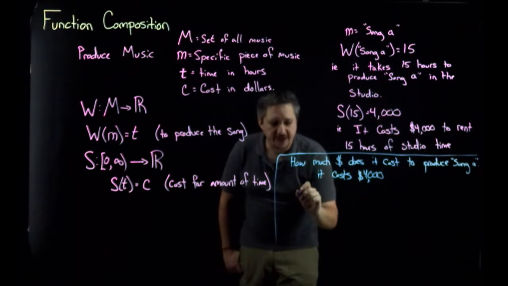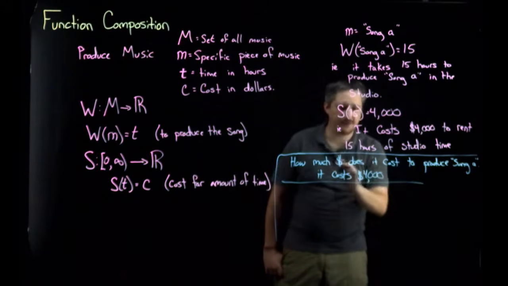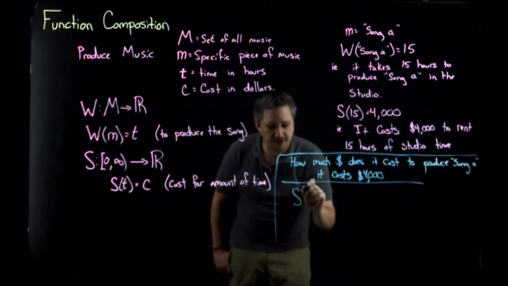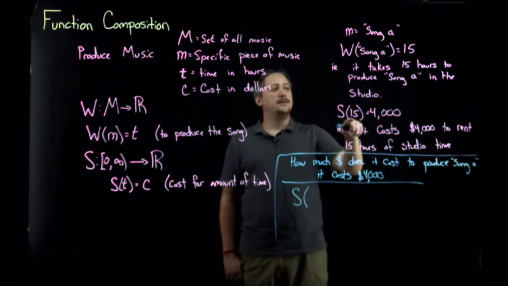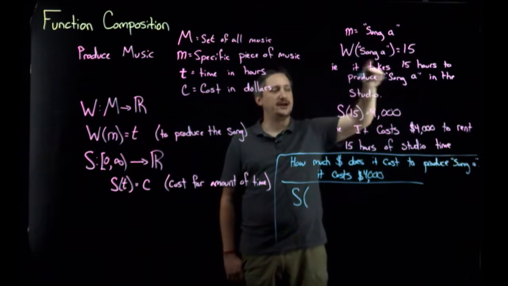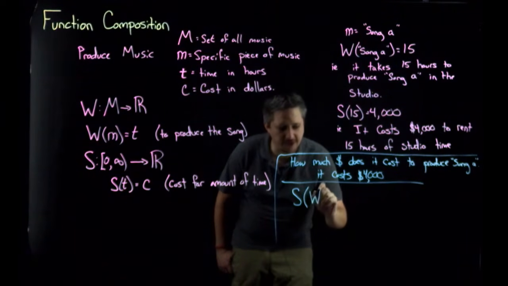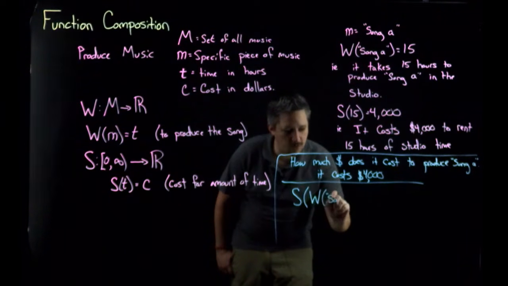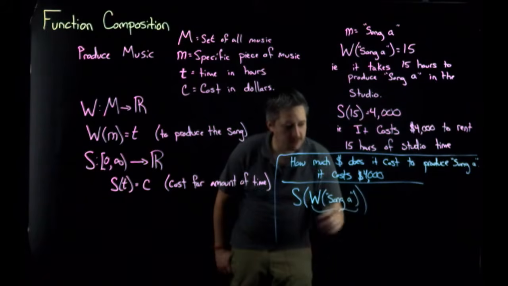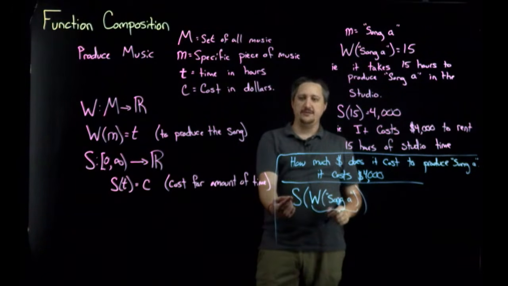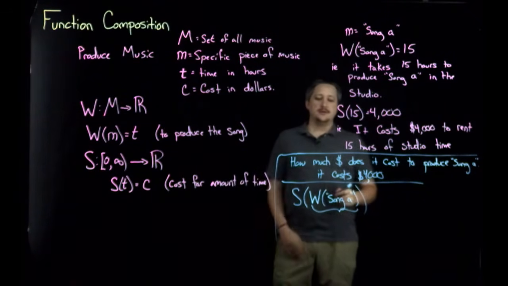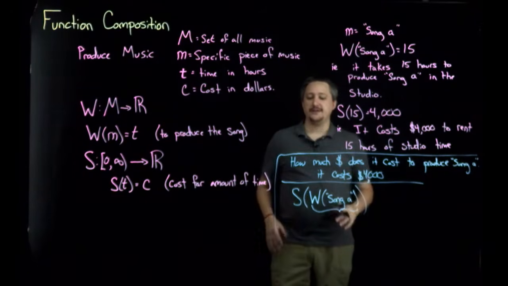So we could write this, again the conceptual version, as follows. We want the cost eventually, so we want S of something. But the thing we want the cost of is however long it takes for song A, which we know by applying W to song A. Meaning that this is now the input for S. Whatever the output of W is, is the input for S.